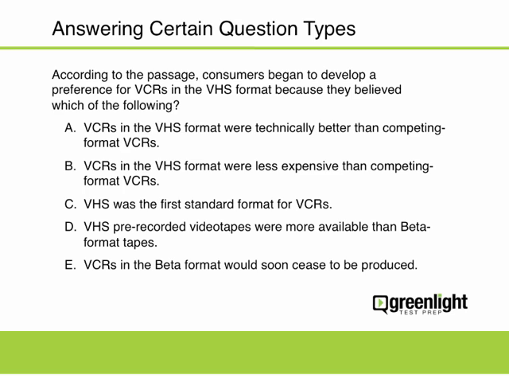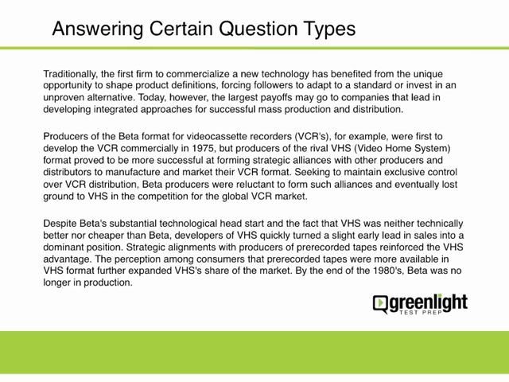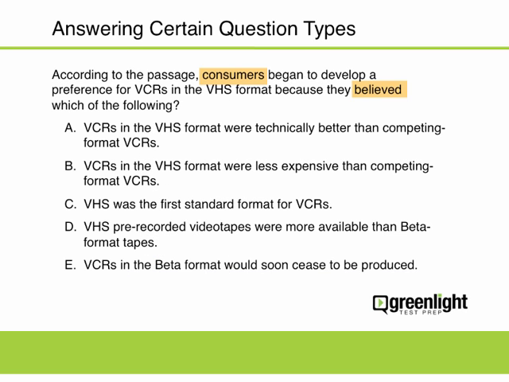Here, the question is about consumers and their beliefs, so we might look for the words consumer and believe as we skim the passage. As we skim the passage, we eventually find the word consumers right near the end. So the answer to the question should be found in this area. Here we're told that the perception among consumers was that the pre-recorded tapes were more available in VHS format. So when we return to the question, we can see that the answer must be D.